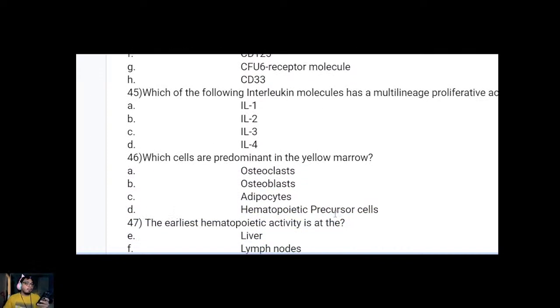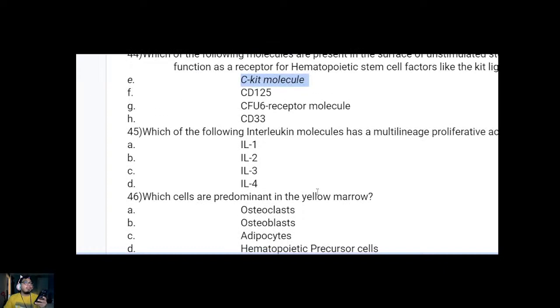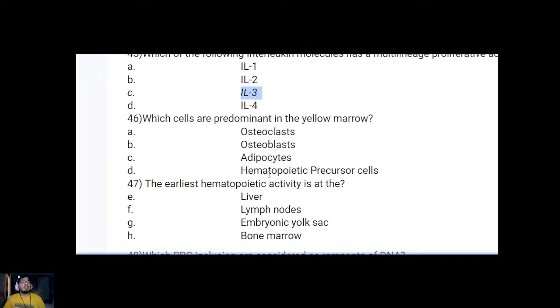Let's see. 44. Yep. A lot of people were able to answer that. 26 people actually. 40% lang. Medyo disappointed ako doon. Alright, 45. Ito, lagi ko sinasabi sa inyo. Interleukin 3. So, hindi ko na kailangan i-explain. I think you guys already know.